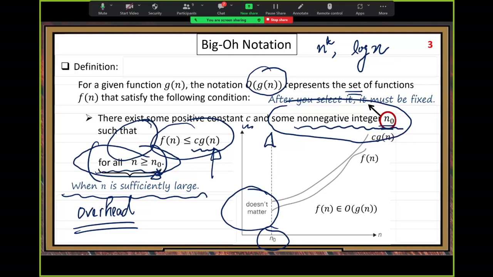Here I spent a lot of time trying to explain the main points of this concept, because this is the most important concept here. From now on, after we have the basic understanding of this concept, later we will use this terminology to measure our algorithm efficiency.